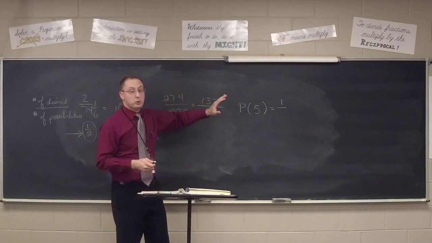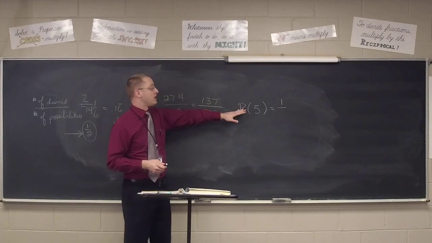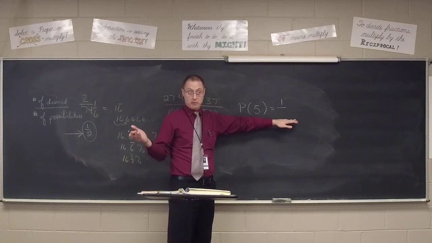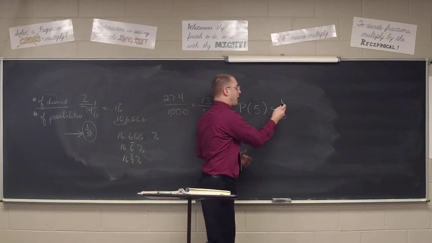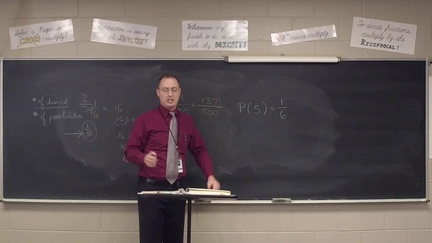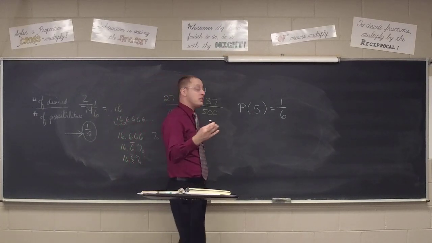But let's suppose we really wanted a 5. Well, what's the probability we get a 5? There's only one 5 on the die out of how many total possible numbers that could come up? Six. So the probability of a 5 is simply 1 to 6. Does that make sense? Let's suppose we wanted the probability of an even number.